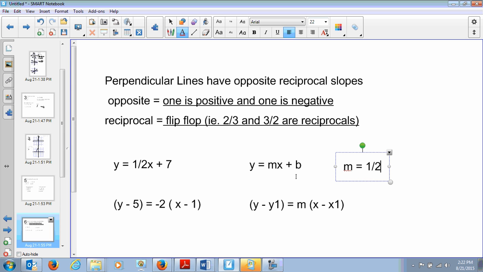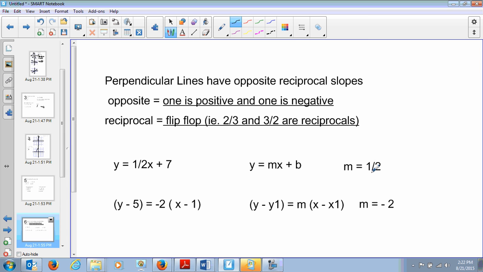We look at the second line. It's in point slope form, which is like this, but still that slope is right there. It's the number that's outside the parentheses in front of the x. So the slope of that line equals -2. So let's look at these two numbers. Are they opposite first of all? Yes. This is positive, that's negative. That's what we're looking for.